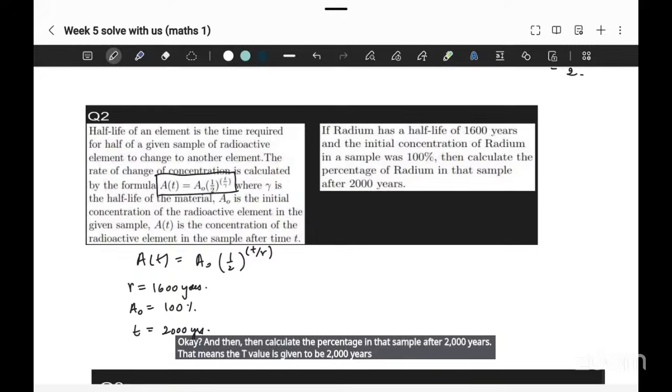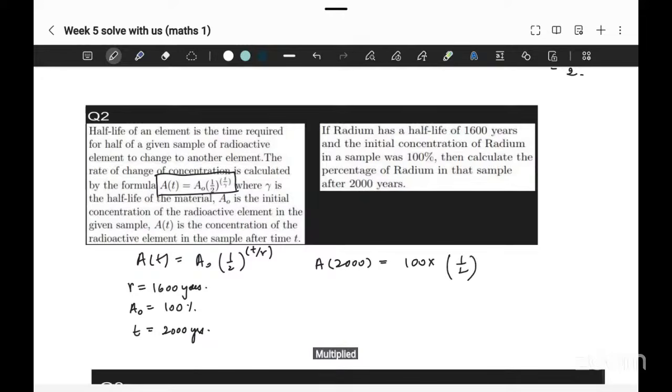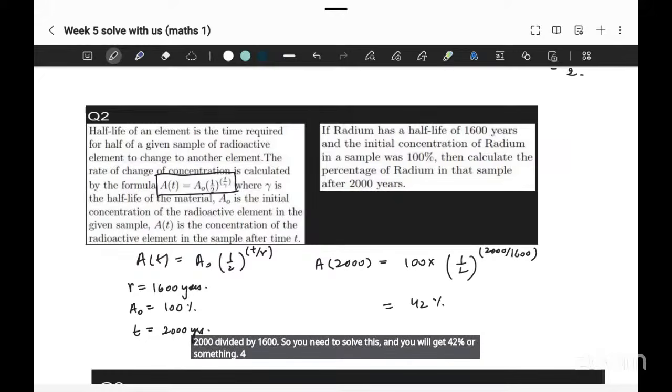Just put these values. So basically we need to find A of 2000, right? So this will be 100% multiplied by (1/2) raised to the power 2000 divided by 1600. So you need to solve this and you will get 42% or something. Is the question clear?